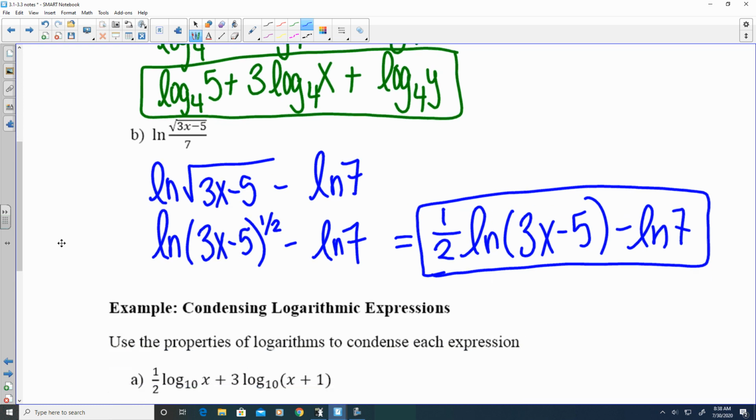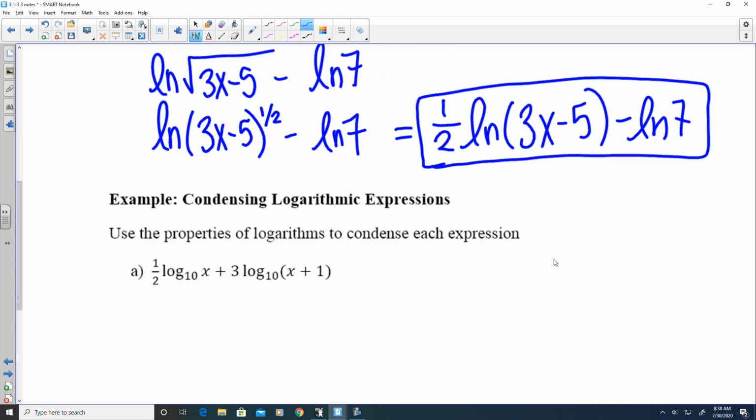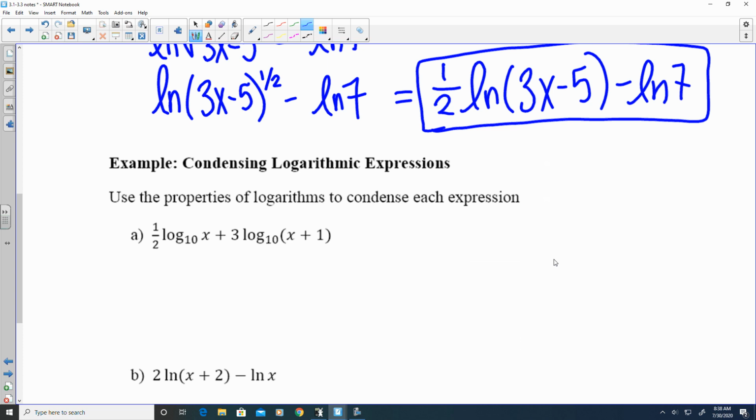Okay, and now we were going to basically undo. If I started in this blue equation here, how would I work backwards to then condense that? So I'm still using the same properties, I'm just doing them in inverse order. So I see the 1/2 in the front, I'm going to think, okay, that should have been an exponent. That's what would have been an exponent in the previous step. So the 1/2 would come up by the x, and the 3 is going to come up by the x plus 1. So again, I'm undoing the steps that I would do to expand. We're condensing.